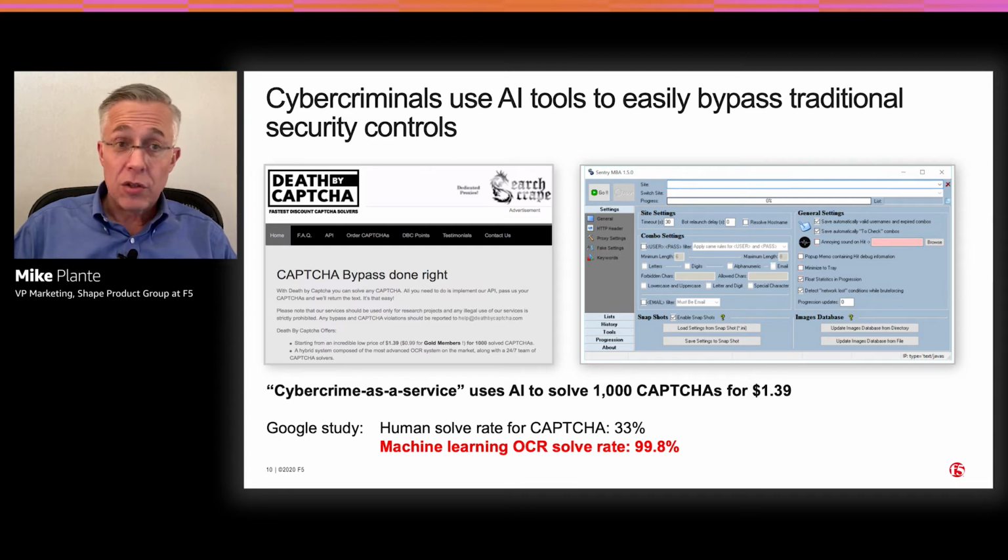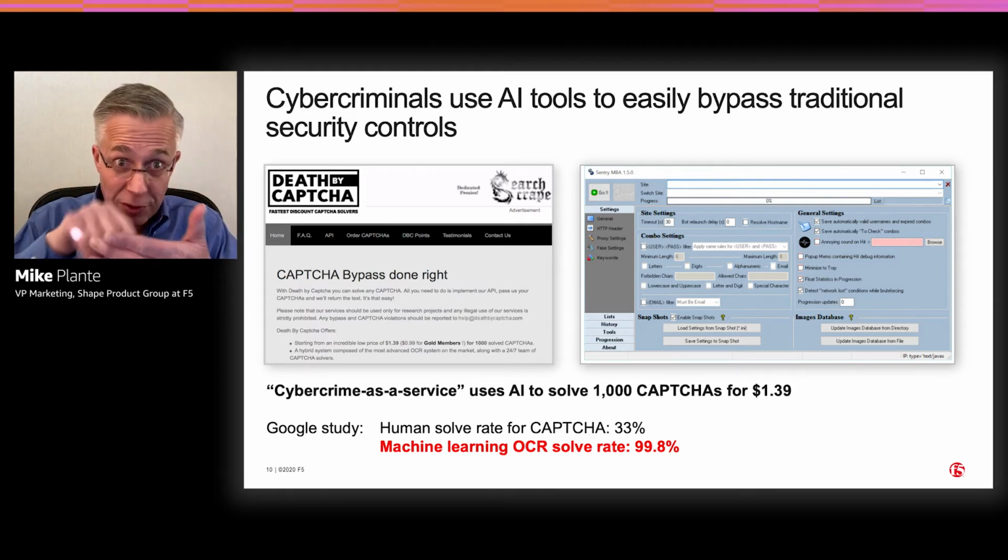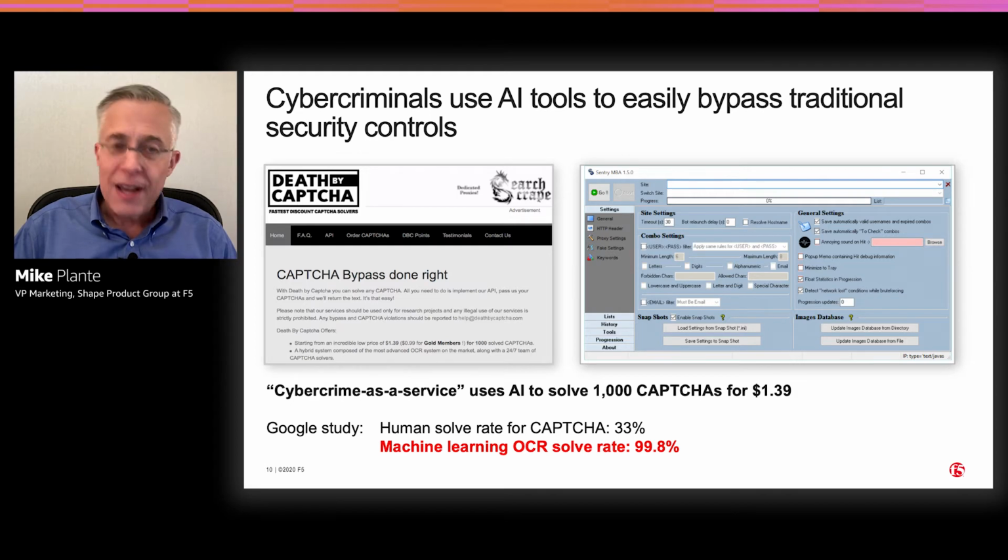Imagine for $1.39 US, you can get 1,000 successful CAPTCHA solves. Our friends over at Google did a study about how effective this machine learning or AI-powered CAPTCHA solution service is versus humans. And their research indicated that the human solve rate for CAPTCHA puzzles, right, real humans trying to figure out that little 3x3 grid, is 33%. By the way, I think the people in the Google study are better at CAPTCHA than I am, because I genuinely don't think I have a 33% success rate. But the machine learning, the AI-powered OCR solve rates were in the 99.8% range.